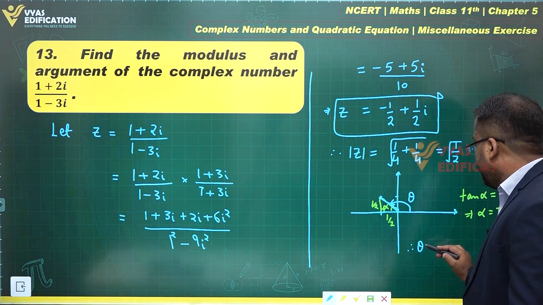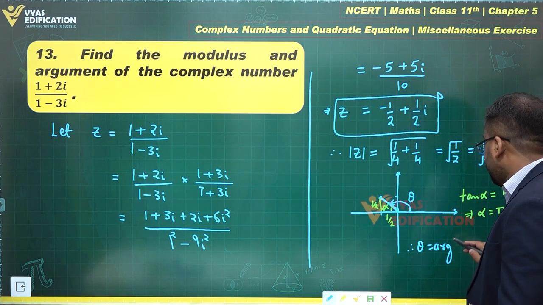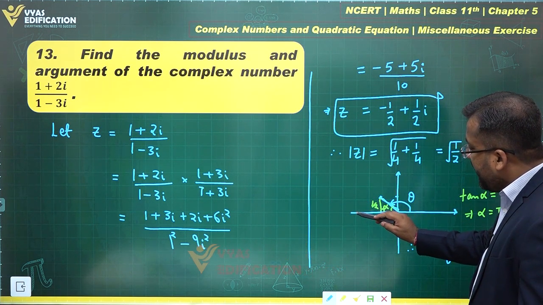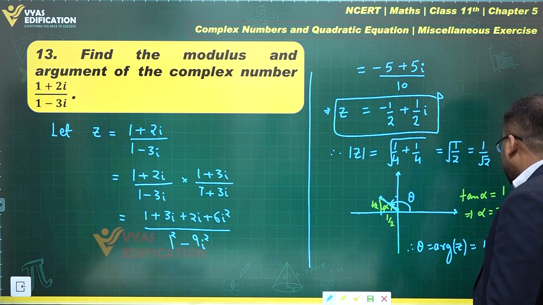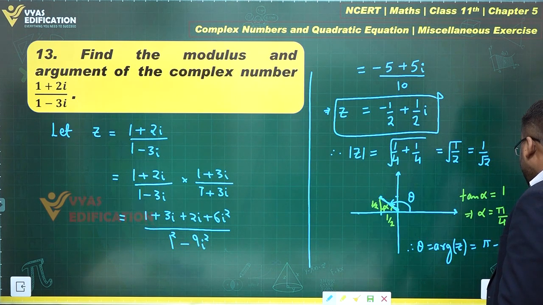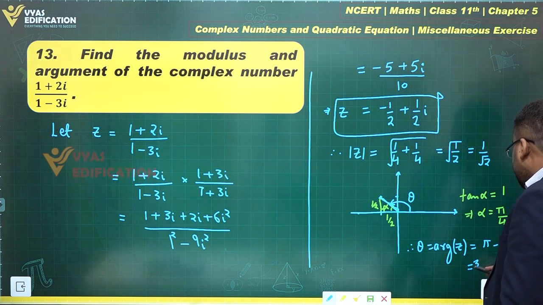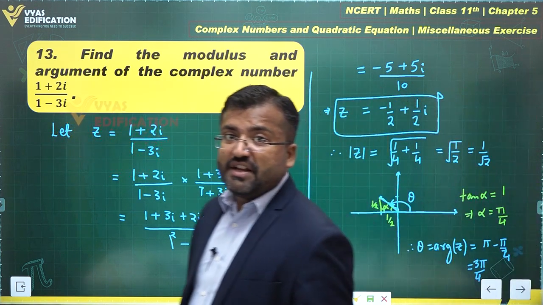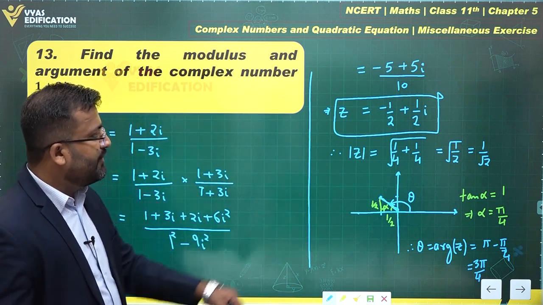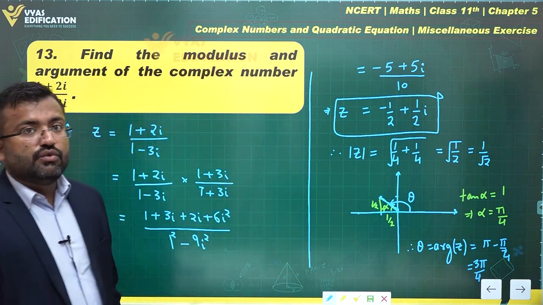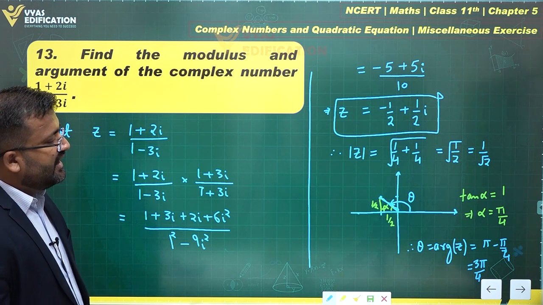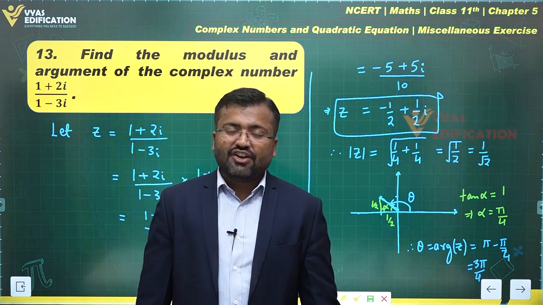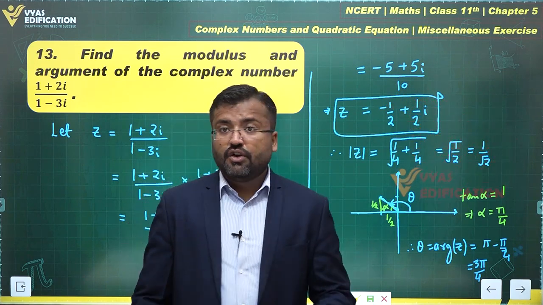Therefore theta, which is the argument of z, is actually equal to, from here to here it is π, and we'll have to subtract π/4 from π, thereby giving us the argument as 3π/4. The argument of this complex number z is 3π/4. The modulus is 1/√2, as you can observe over here. The argument is 3π/4, as you can clearly observe over here. And is that all? Yes, that is all in this question over here.